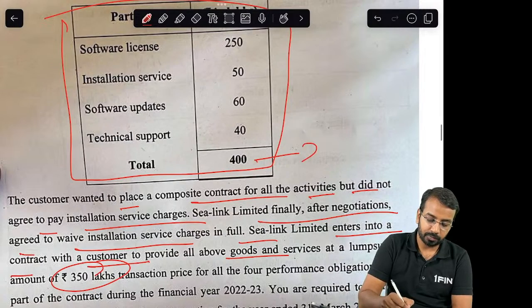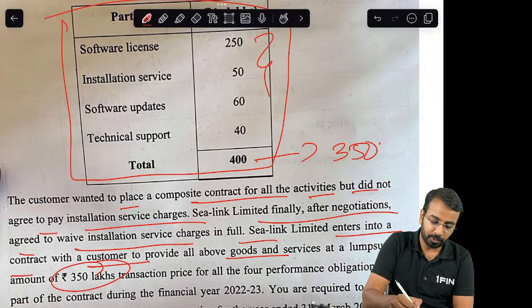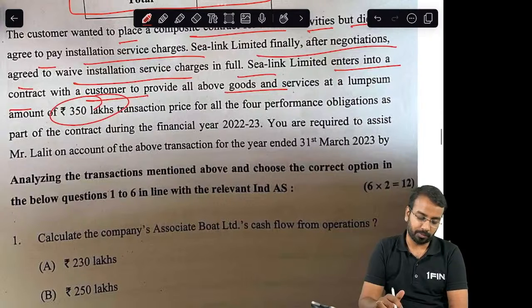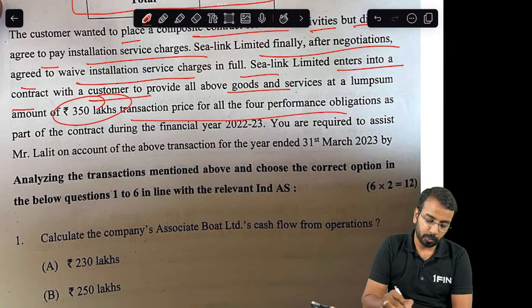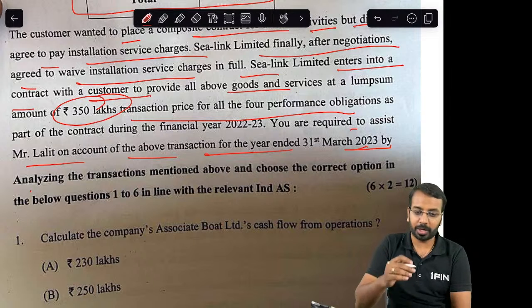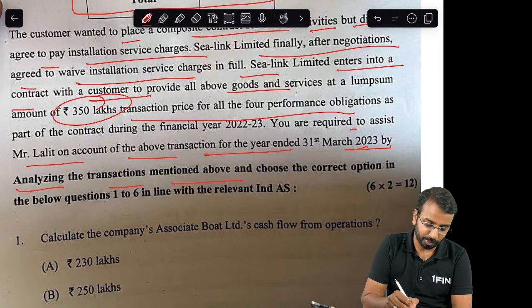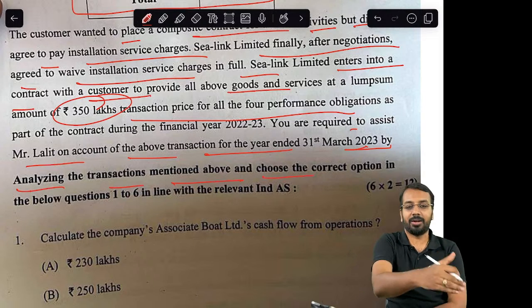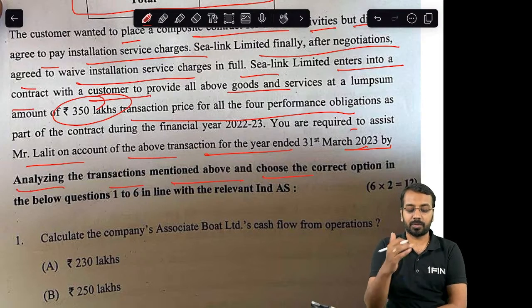So basically, transaction price is 350. We'll allocate in this particular ratio. In this 115. For all 4 performance, you are required to assist Mr. Lalit on account of above transaction on 31st March 23, by analyzing the transaction mentioned above and choose the correct option. So basically, for all of these issues, respective questions we have to see.